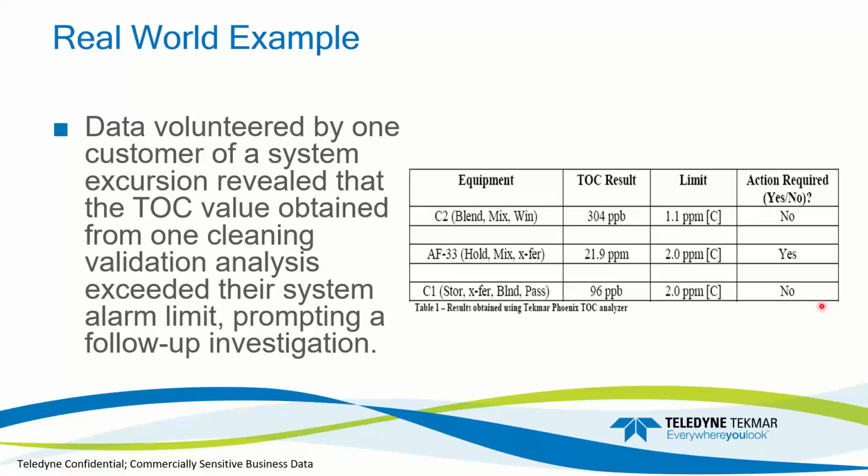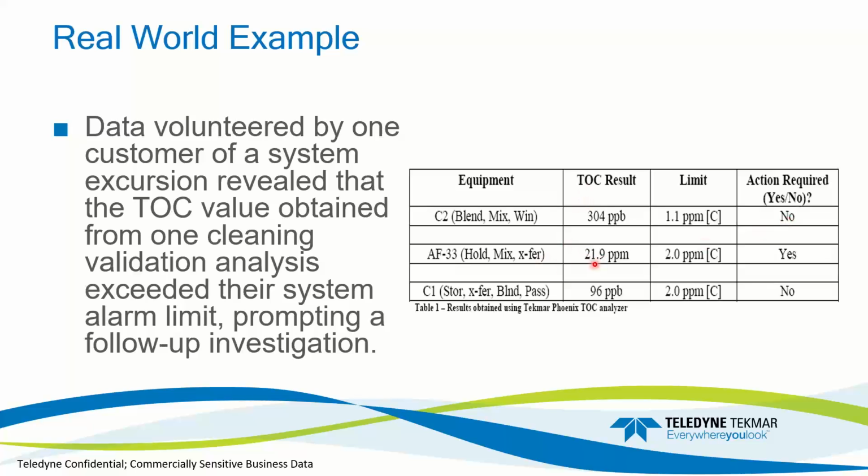For the first row here, the limit is 1.1 ppm. For the next sample, it's 2 ppm. For the third sample, it's 2.0 ppm. So let's analyze our water for the process. Well, the first one is 304 ppb. Does that reach our limit? No. Any action required? Nope, we're good.